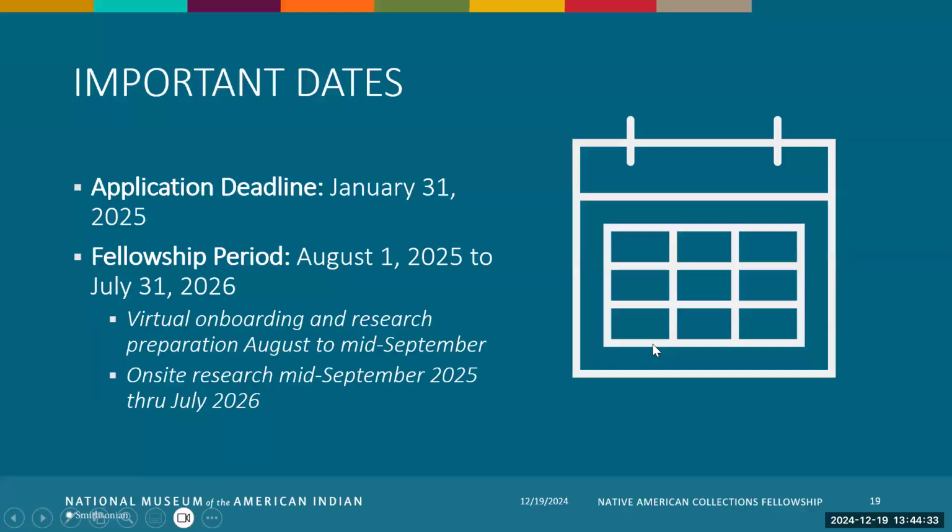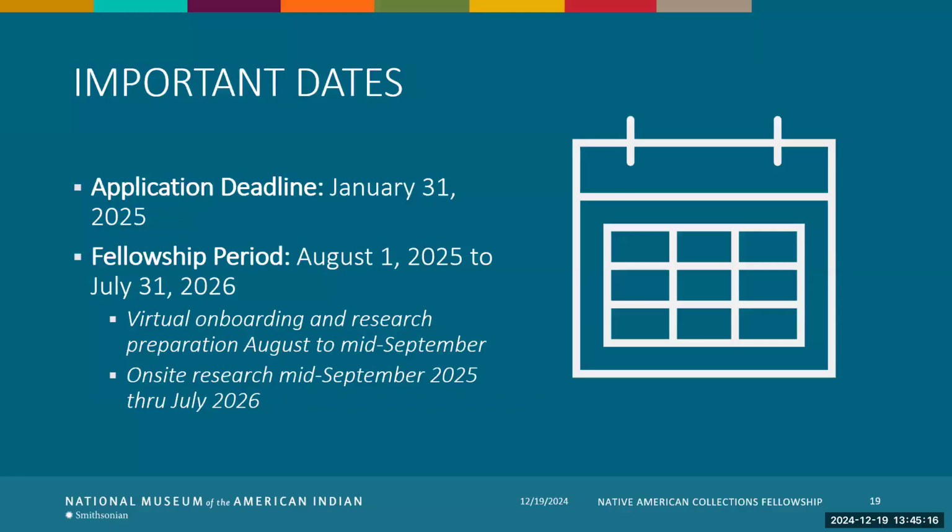So again, before we close out and open up for Q&A, I just want to remind you of important dates. The deadline for this program is January 31st of next year, so just a month and a half away. The fellowship period, that full year, goes from August 1st of 2025 to July 31st of 2026. The virtual onboarding period is from August 1st to mid-September, and then on-site research can occur any time between mid-September through the end of July 2026.